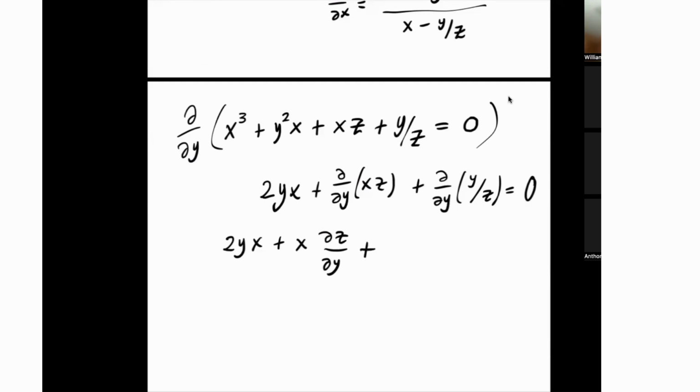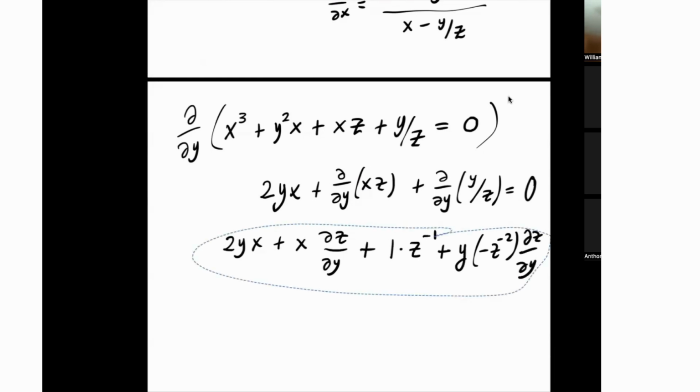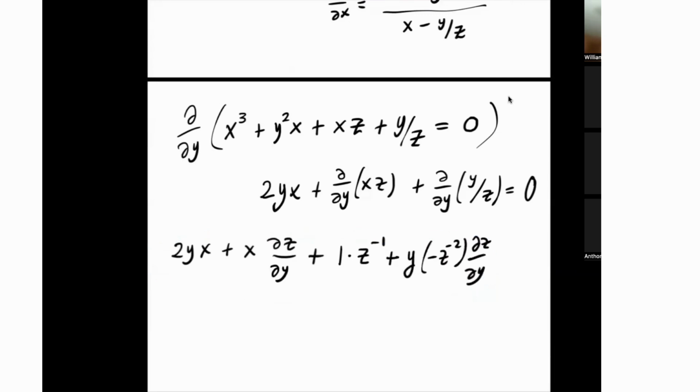For the next term, I've got some kind of a quotient rule going on, or I'll think of this as y times z to the minus 1. So it's the derivative of the first times the second plus the first times the derivative of the second. And so we get this. This is all equal to 0.